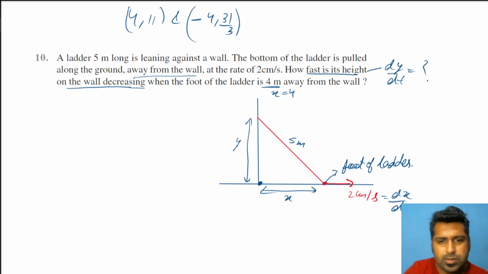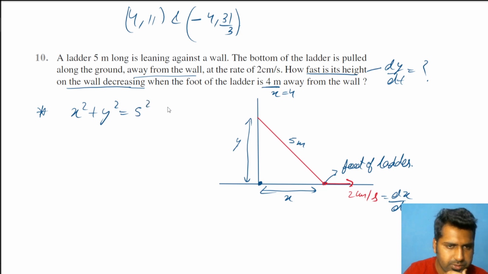So far it was all about area and volume, so formulas were directly there. Right now you don't have anything to start with. But if you look at this triangle, you can see this is a right angle triangle. So the starting of this question is the key part: you can write Pythagoras, x square plus y square is equal to 5 square.